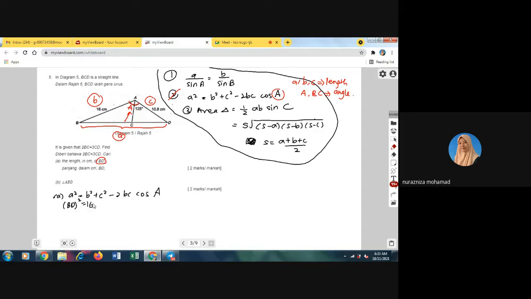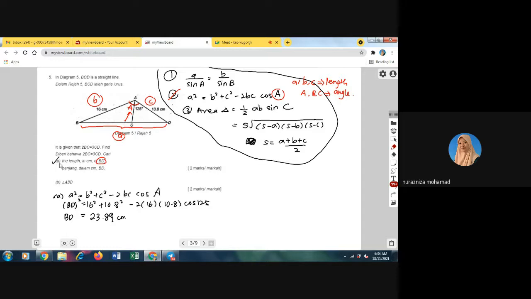b squared is 16 squared plus 10.8 squared minus 2 times 16 times 10.8 cos 125. Okay, so 16 squared plus 10.8 squared minus 2 times 16 times 10.8 times cos 125, and then you press square root, answer. Okay, BD is equal to 23.89. Okay, the unit is of course centimeter.